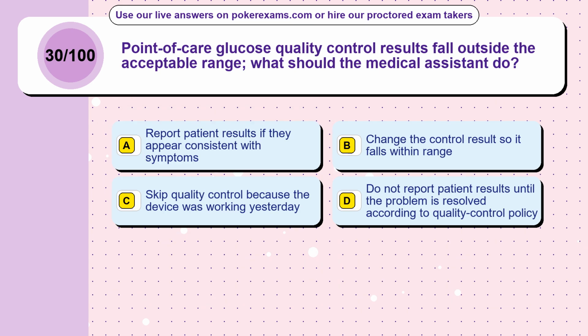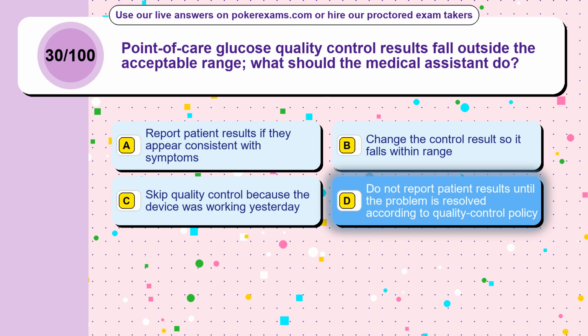Question 30. Point-of-care glucose quality control results fall outside the acceptable range. What should the medical assistant do? Option A. Report patient results if they appear consistent with symptoms. Option B. Change the control result so it falls within range. Option C. Skip quality control because the device was working yesterday. Option D. Do not report patient results until the problem is resolved according to quality control policy.